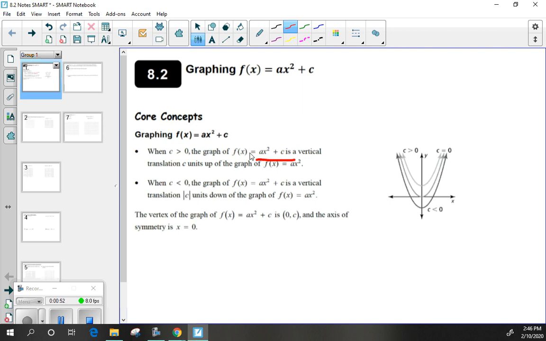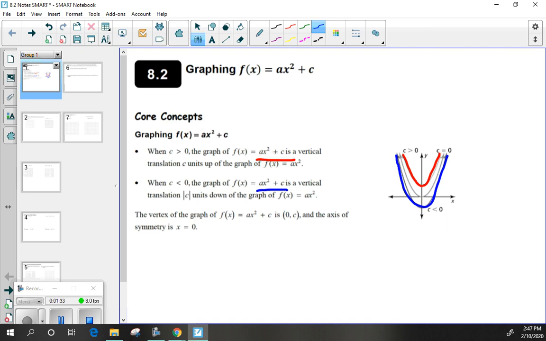That is when c is larger than 0, it goes up. Then when c is less than 0, the graph is a vertical translation the absolute value of c units down. So that's this one here. And I just want to point out these graphs here look like maybe that red one is a little bit wider. Maybe it might be more of a vertical stretch, but just know that there's no stretch or shrink in these when you add that constant.